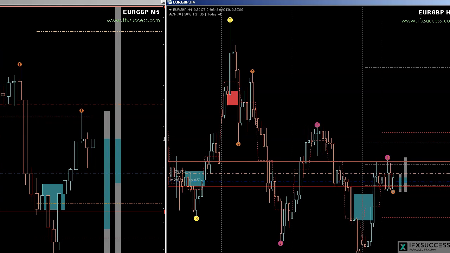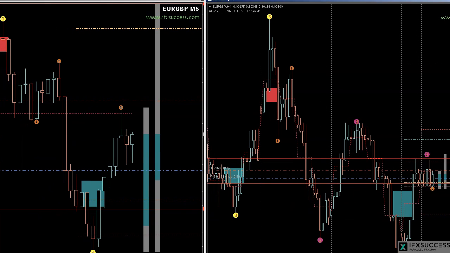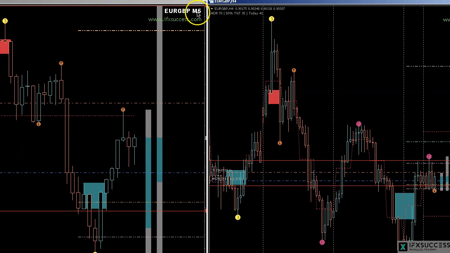So right over here, I got an alert for a 5-minute bullish breaker. We're looking for entries that go in the same direction as the breaker on the 4 hours. Since this is a bullish breaker, I entered right over here.